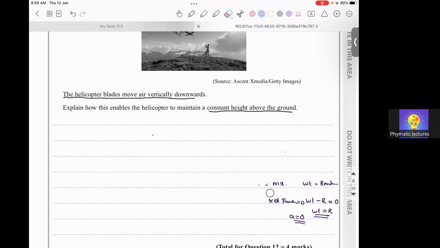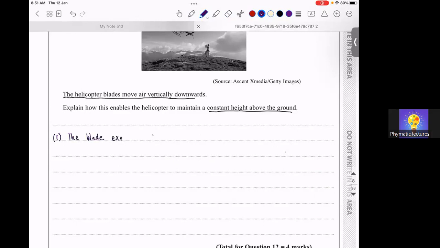I'm just writing all these things because I want to include the points the examiner is interested in seeing, the valid points. So what points can we include here? The first point we can include is: the blade exerts a downward force on air. This is already given in our question. So what?